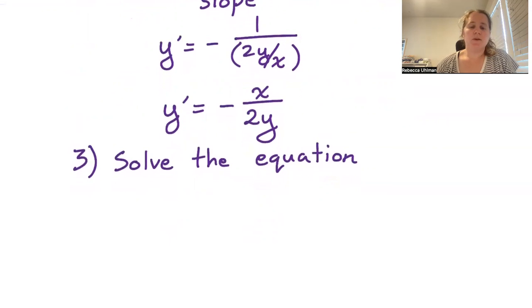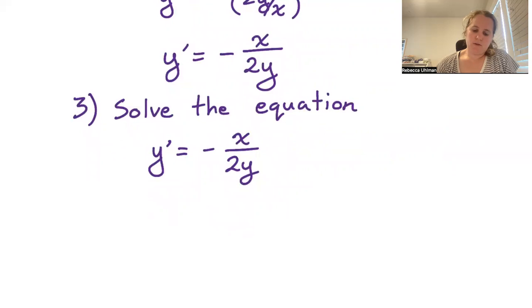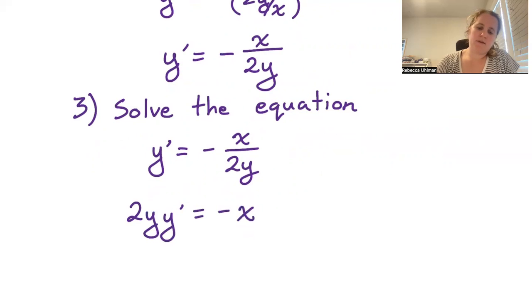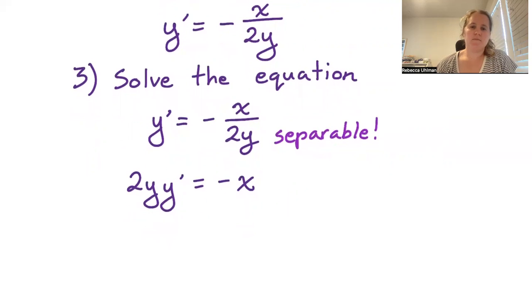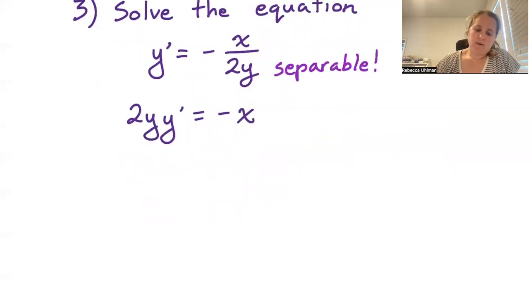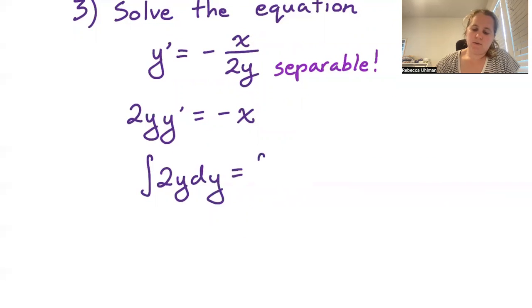So this is a nice separable equation. We have y prime is negative x over 2y. That tells us that 2y times y prime is equal to negative x, right? It's separable. Integrating both sides, we have the integral of 2y dy is equal to the integral of negative x dx.